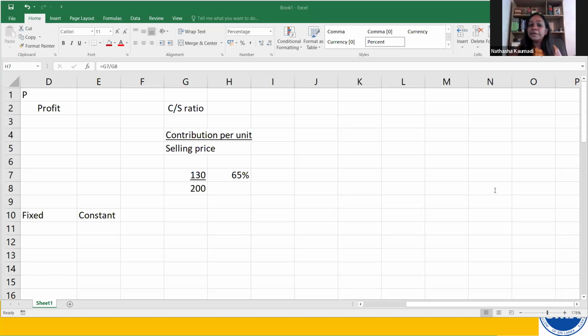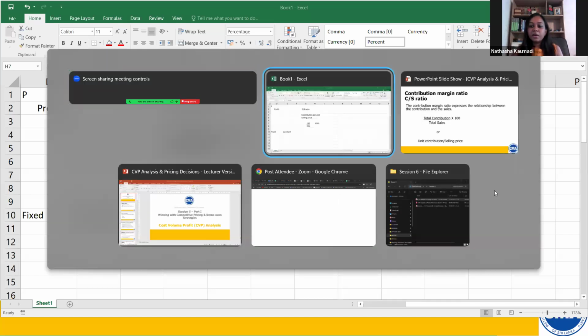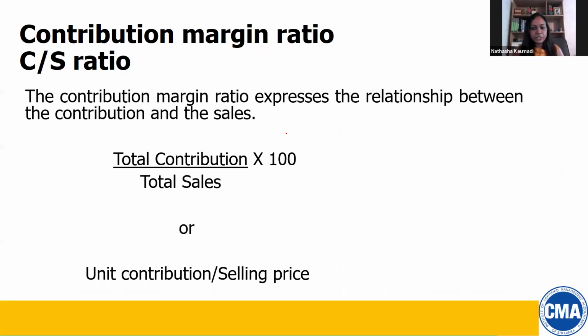A higher CS ratio means you have covered your variable cost from your selling price as well. That means you have a very small amount of variable cost. You have reduced your variable cost as much as possible, and you have a lot of contribution. If you have 65%, that means very good. From that, you can cover your fixed cost. The remaining would be your profits. So higher is better, right? That is the CS ratio concept.